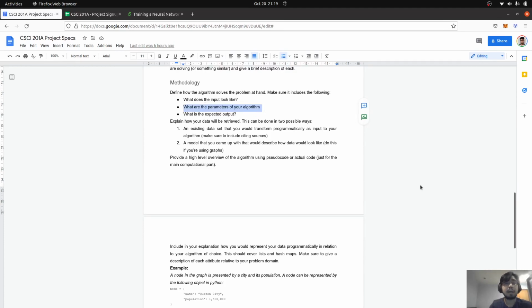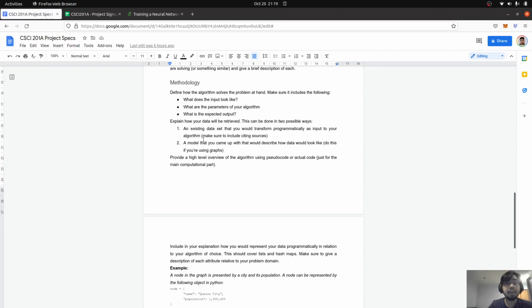If there is a parameter that requires tuning, for example, in our second submission, the single perceptron algorithm, wherein you had the learning rate that you could adjust, make sure to include it there as well. And of course, what the expected output is. Okay. Explain also how your data will be retrieved and how you would model your data.